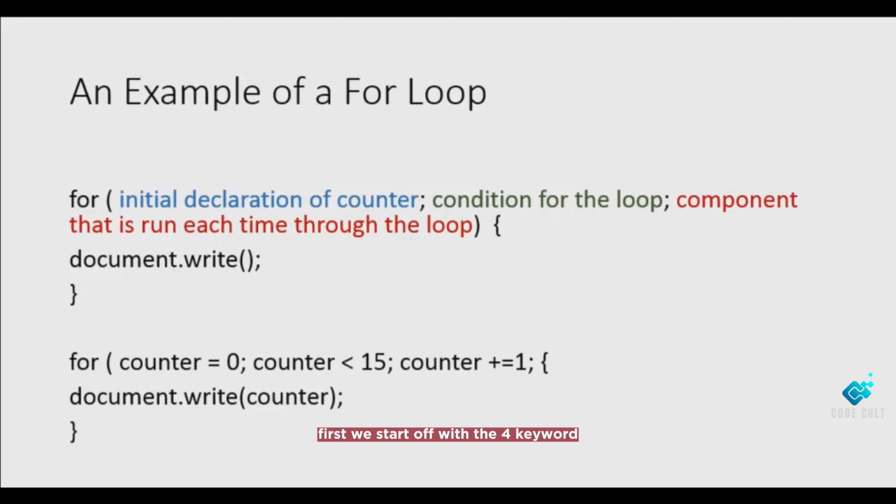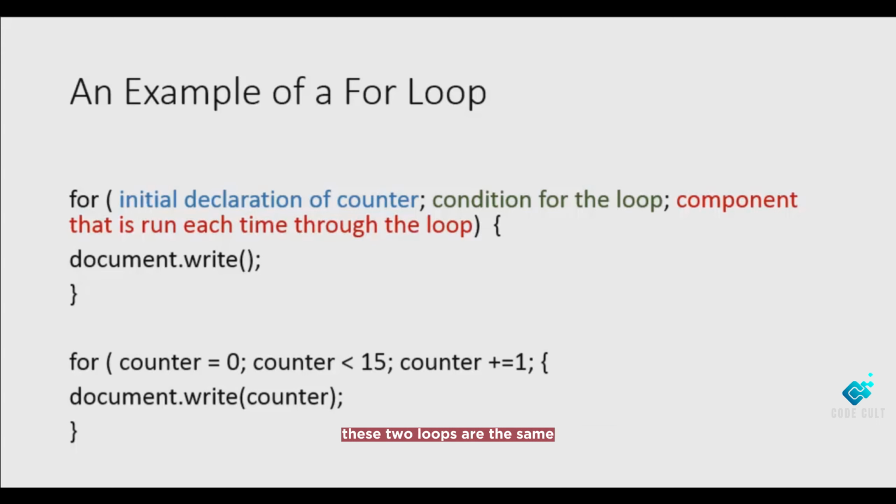First, we start off with the for keyword and a pair of parentheses. The first thing we do is declare the variable. This first declaration is only run once in a for loop. Next, we have the condition for the loop itself. The very last component changes the counter and adds +1 to it every time the loop is run. Lastly, we have our code that gets run in the loop.